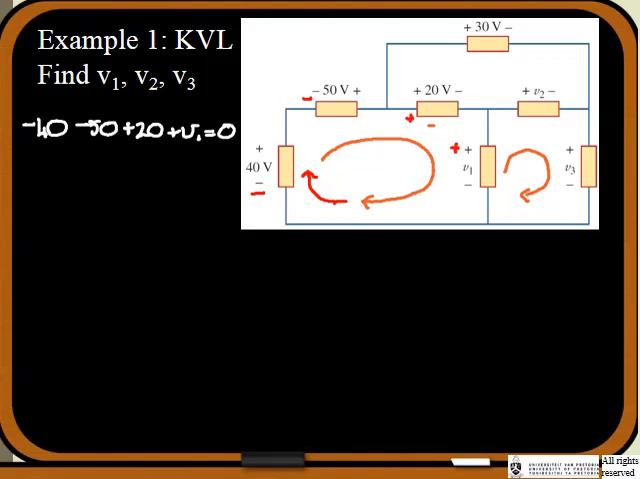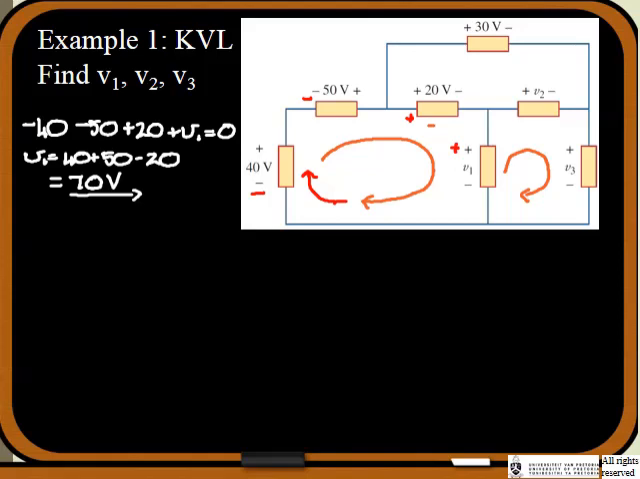We're interested only in V1, so V1 equals, everything goes to the other side, 40 plus 50 minus 20, and hopefully you're not going to get your calculator out for this one. We've got 90 minus 20, and we get 70 volts. So that's the answer for V1.